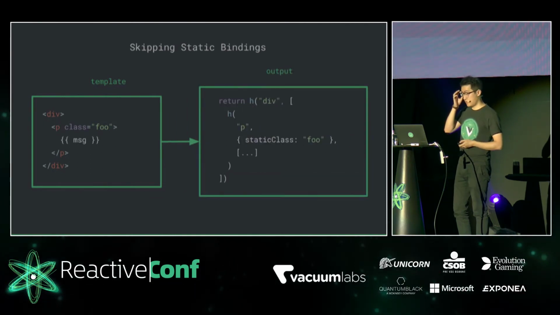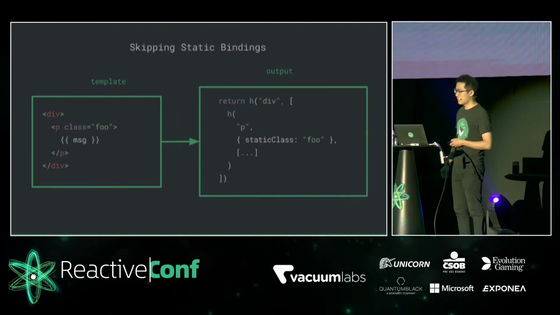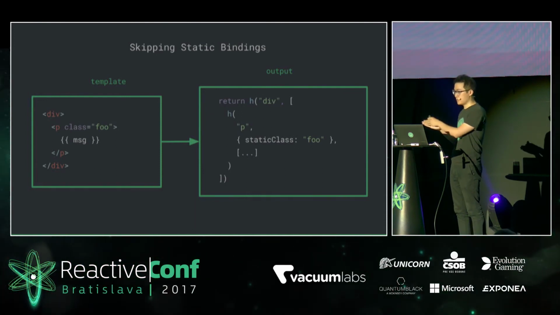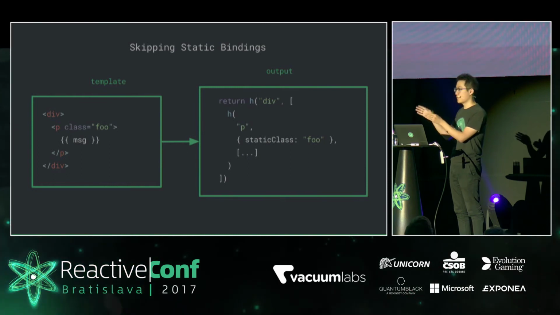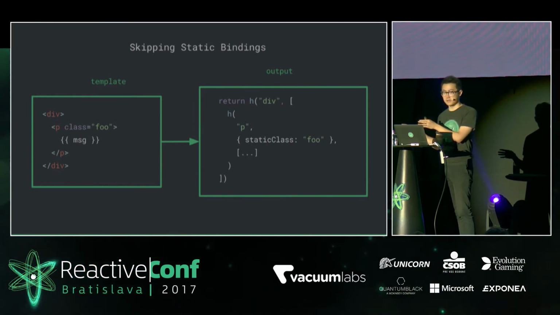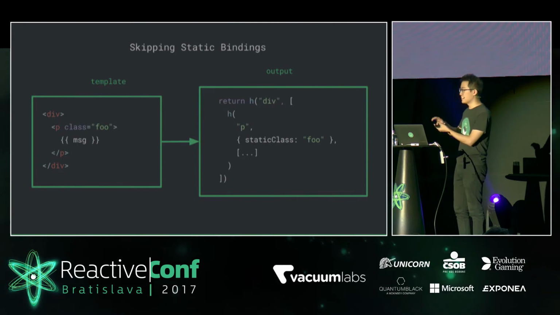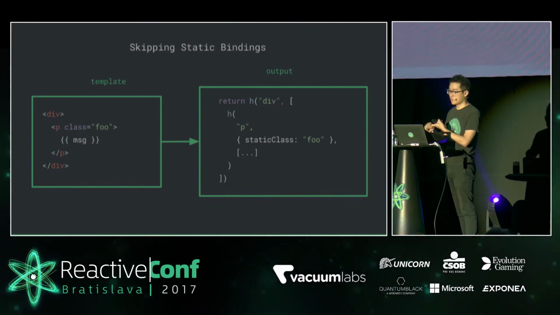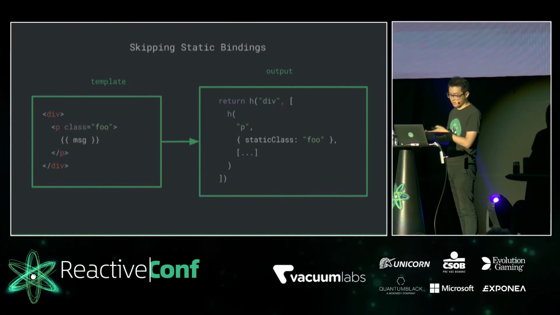Skipping static bindings. If you have a class binding that is a plain string, it's different. It's put into a different namespace compared to dynamic class bindings. And so all the static attributes and static classes don't even need to go through the diffing phase if we are performing things correctly.